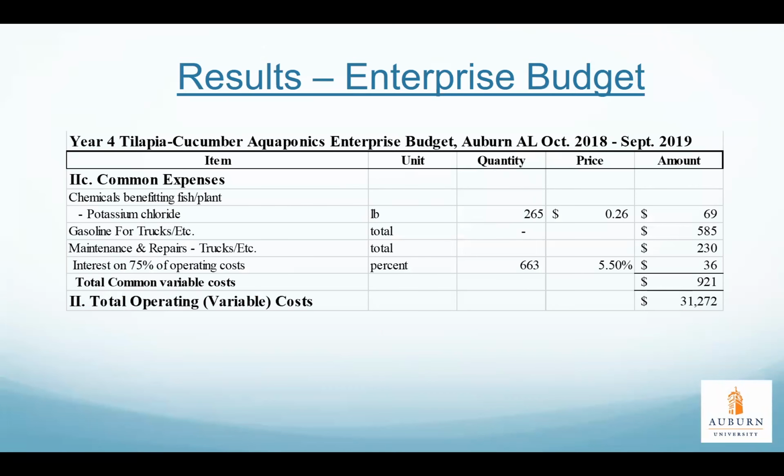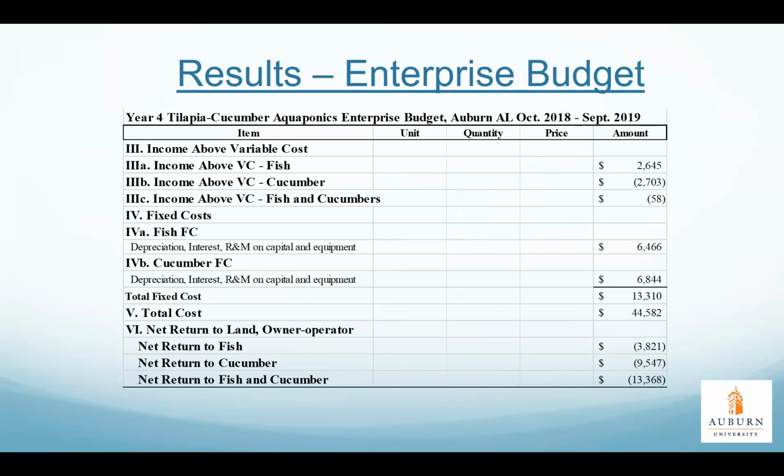We do have a few common expenses such as potassium chloride, the gas for trucks, some of the maintenance on the trucks. And so we've split those two by itself, and then adding the tilapia and the cucumber variable cost, we get a total operating cost of $31,272. So we look at the income above variable cost for the fish, and we have a positive $2,645. Income above variable cost for the cucumbers, we have a negative $2,703, and we add those together for the whole operation, we're down $58.